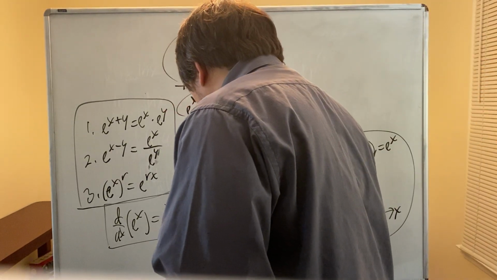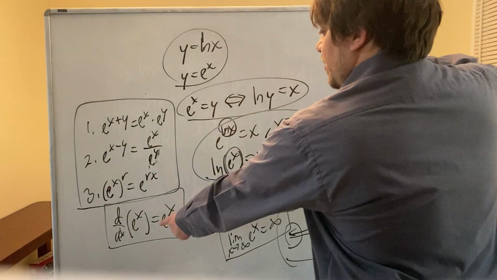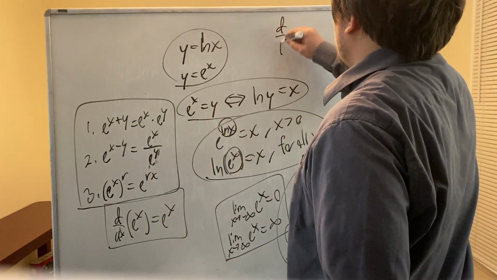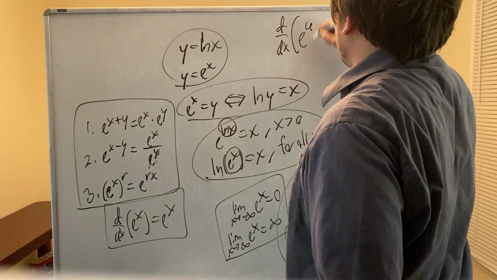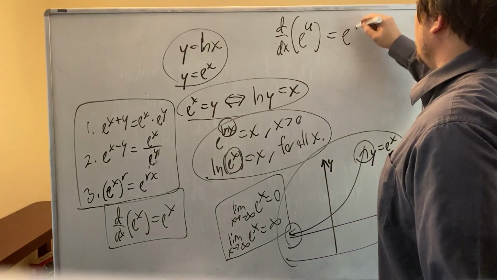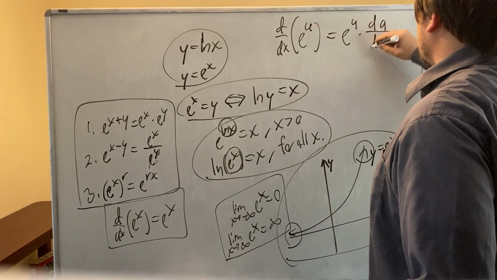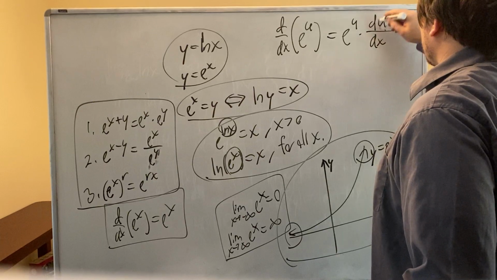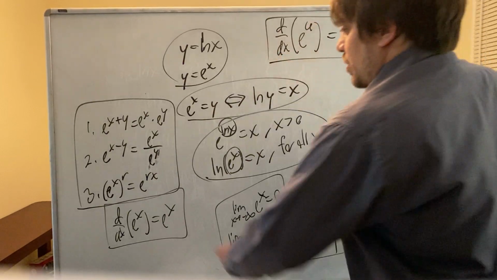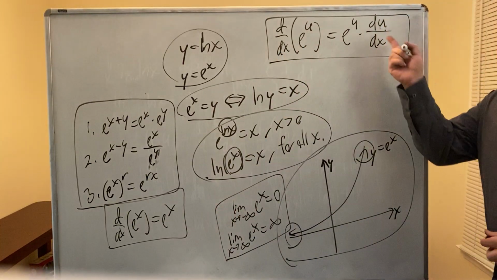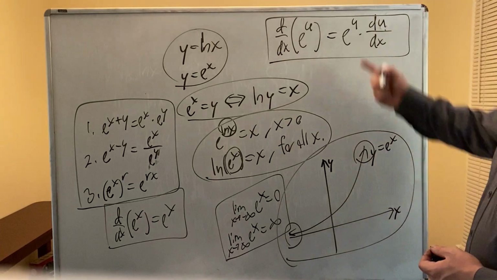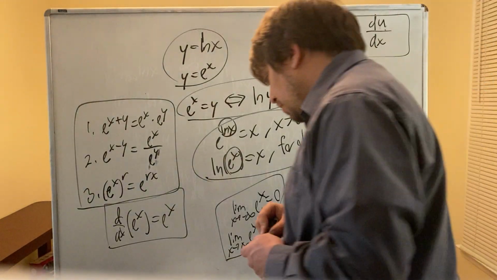Okay, so you need to differentiate. Now, d dx of e to the x equals e to the x. Combined with the chain rule, you get d dx of e to the u, where u is a function of x, is equal to e to the u times du dx. Okay, so that's this equation combined with the chain rule. You get that. So you need to know how to do that. Also, where u is a function of x.